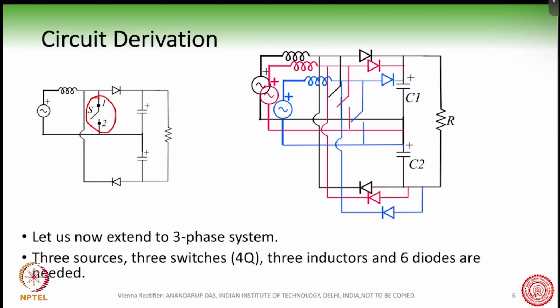Now let us extend this concept to a three-phase system. Here you can see along with the black one, I have added the red phase and the blue phase. The same thing, but I have now superimposed this. So there are three sources and there are three four-quadrant switches. There are three inductors and six diodes, which are present in this switch.